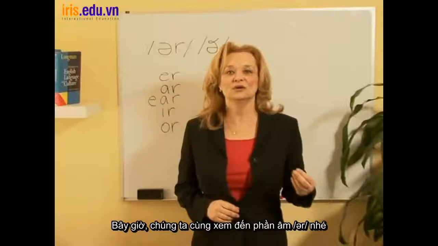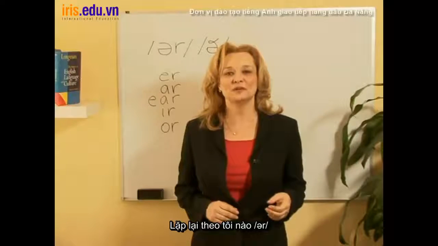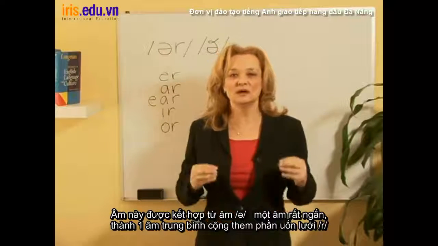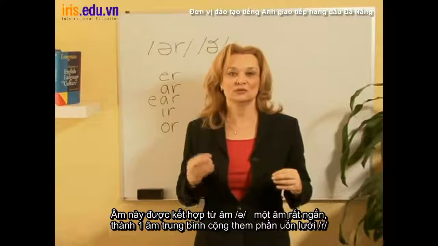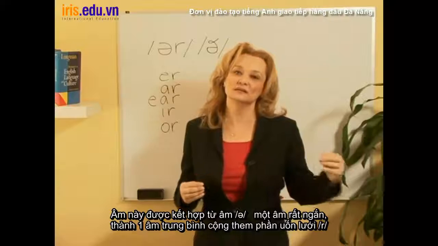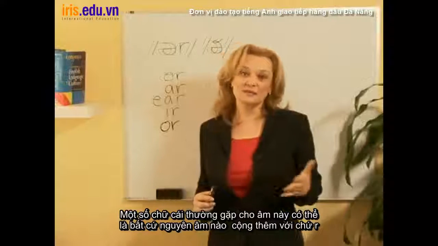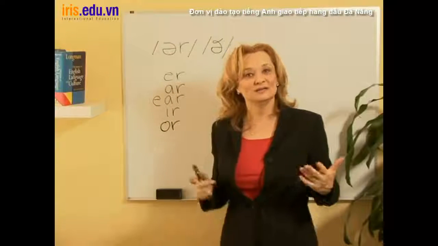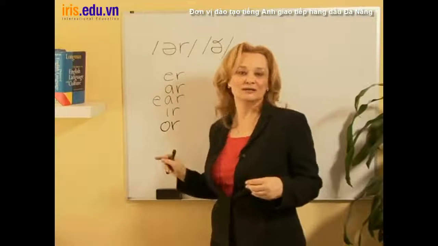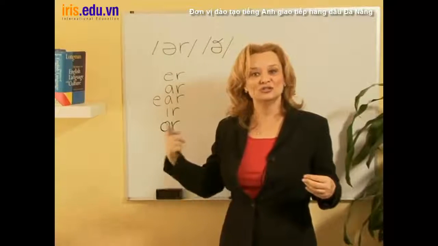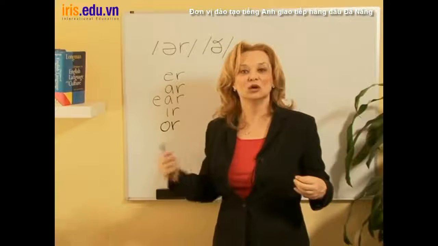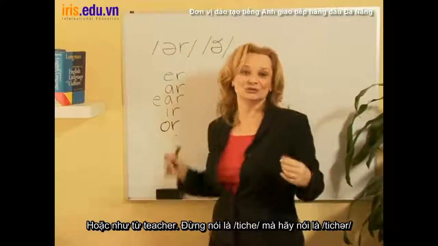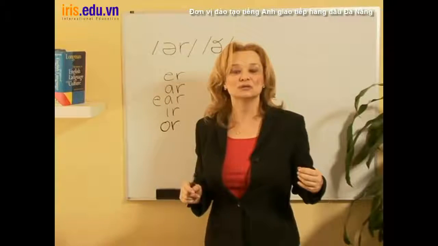Now we will look at the sound. Repeat after me. This sound is produced with the very short neutral sound, plus the R. The common spelling for this sound can be almost any vowel plus the R. Let's look. For example, ER, as in words like her, H-E-R. We don't say hair, we say her. I love her. I want to talk to her. Or teacher. Don't say teacher, say teacher. She's a good teacher.